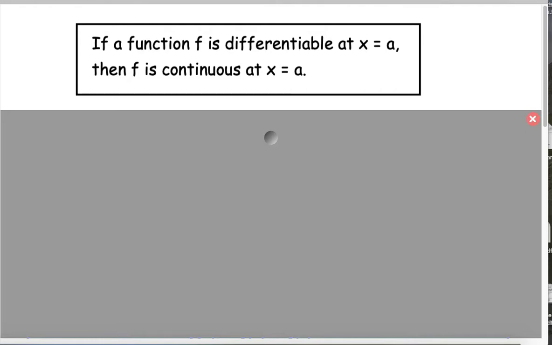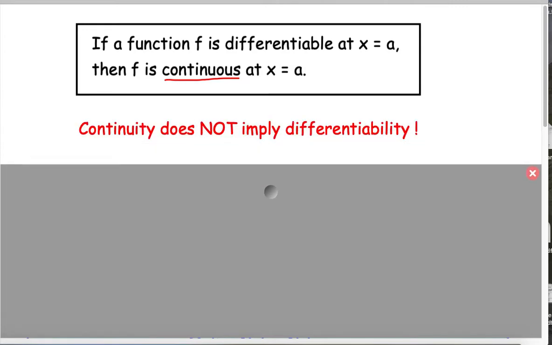Now let's talk about differentiability. That means, does a function have a derivative at a point? So if a function is differentiable at a point x equal a, then it has to be continuous at x equal a. But the inverse of that statement is not necessarily true. Just because a function is continuous at a point does not mean that it's differentiable at that point. And that's really, really important to remember.